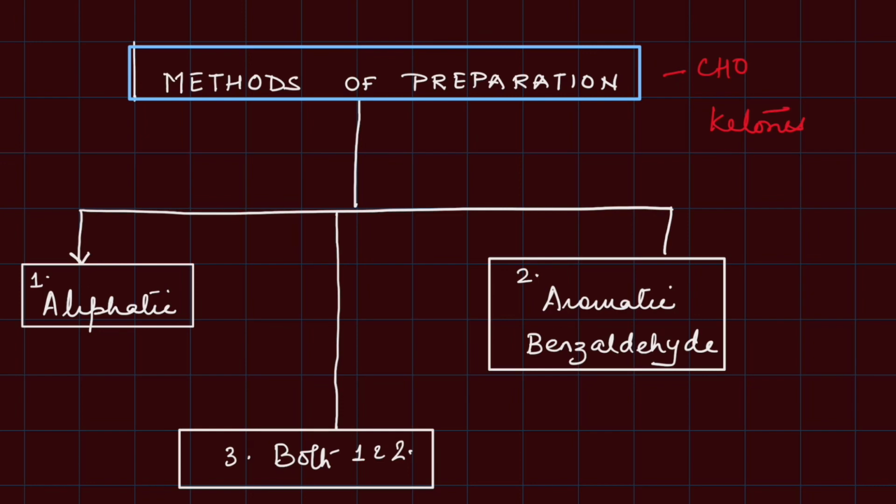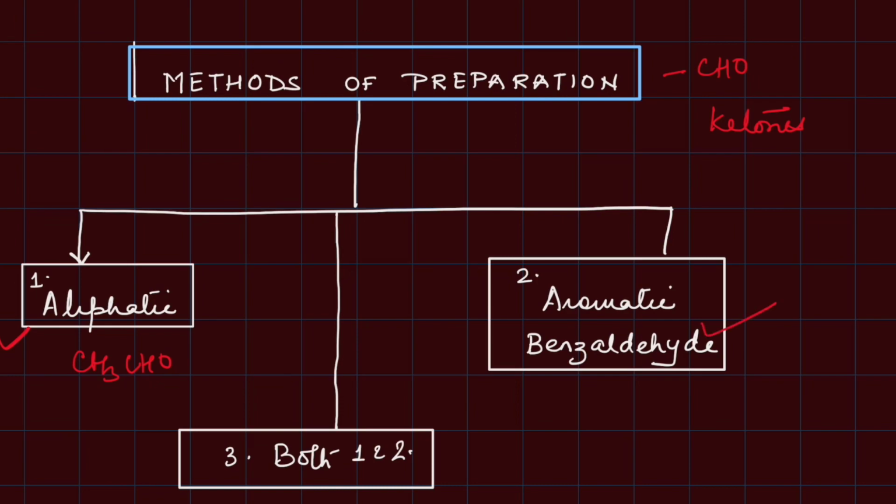I'm categorizing the entire method of preparation into three parts: aliphatic. In aliphatic, we will be talking about methods of preparation of open chain aldehydes like acetaldehyde, butyraldehyde, propanaldehyde, or cyclohexane carbaldehyde, which are not aromatic.